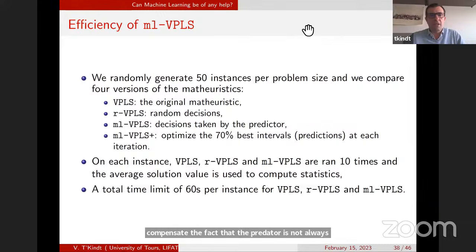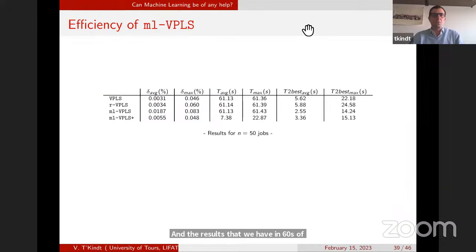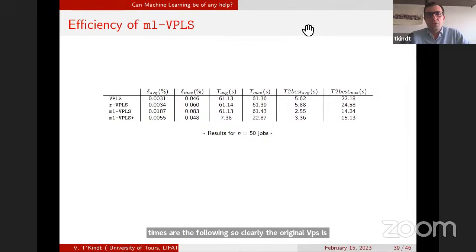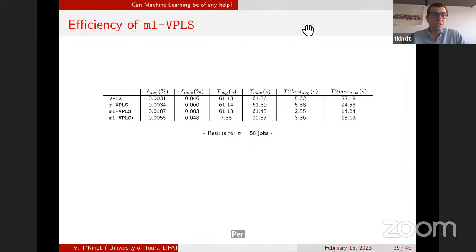And the results that we have in 60 seconds of processing time are the following. So clearly the original VPLS is the most efficient approach, but it takes on average 60 seconds. Okay, it needs to go until the end. The version using the predictor, so ML VPLS, is less efficient. Still, it returns good solutions. The average deviation is 0.0187% of the best solution. So it's not a bad heuristic, but it's not the best.